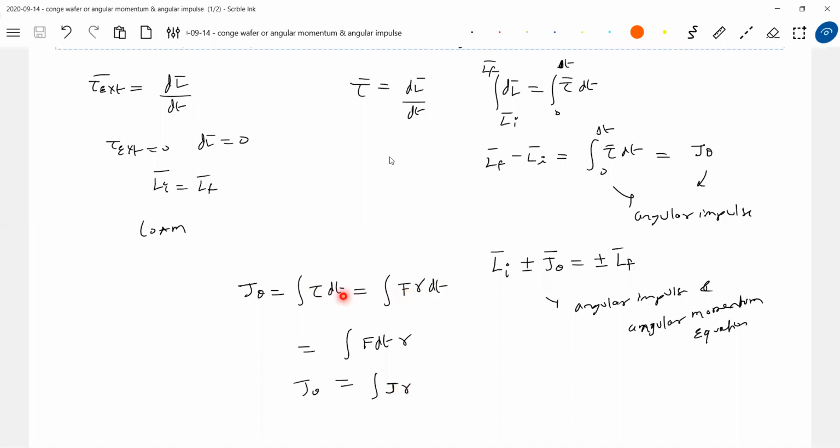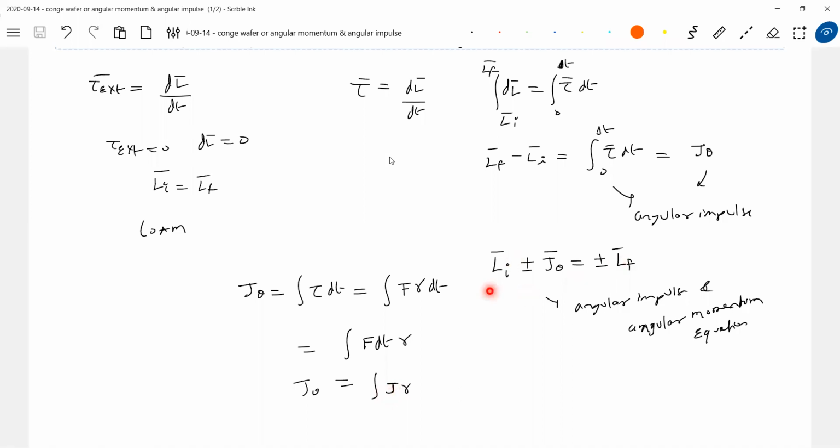Getting the idea? Now I think the numericals will be very tricky for you. So don't think that only impulse acts, J into R is angular impulse. No, even torque acting for a small duration of time is also angular impulse. Or even the force at a distance R acting for a small duration of time will set up angular impulse here. So three ways the numericals will be available for you. You should identify whether it is angular impulse or not.